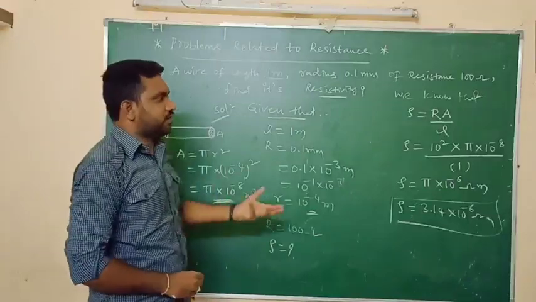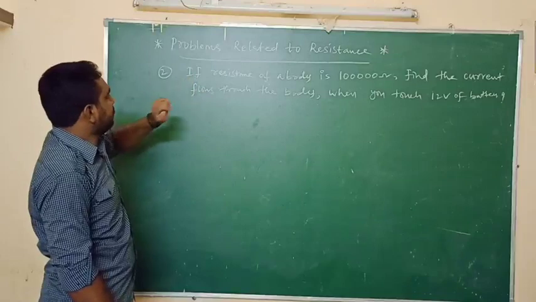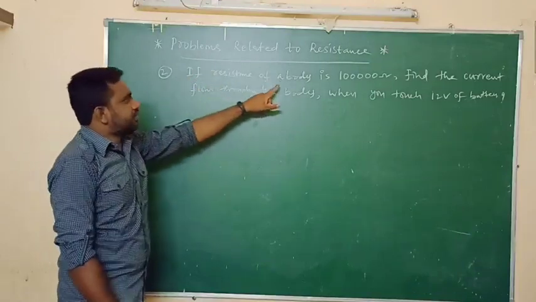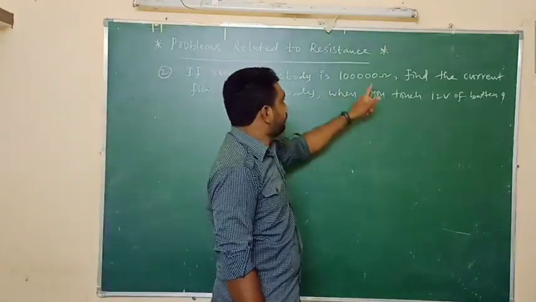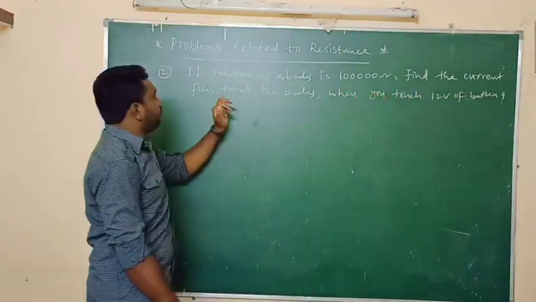Now we will see the second problem. Let's see the second problem here. If the resistance of a body is 1 lakh ohms, find the current flowing through the body.